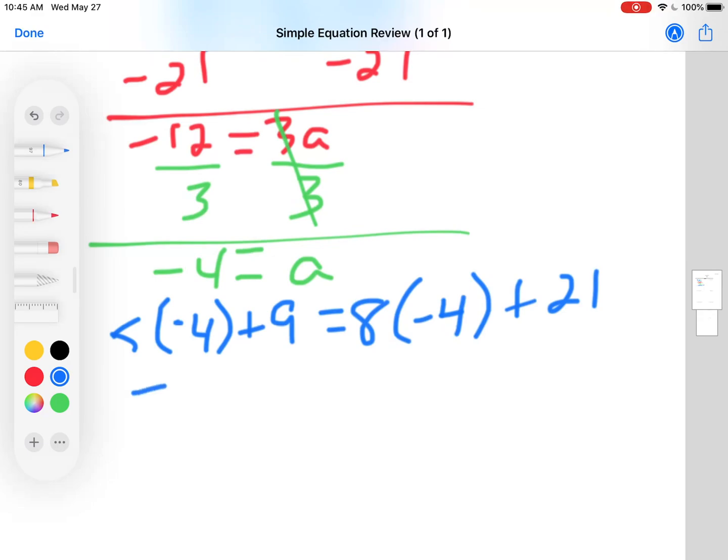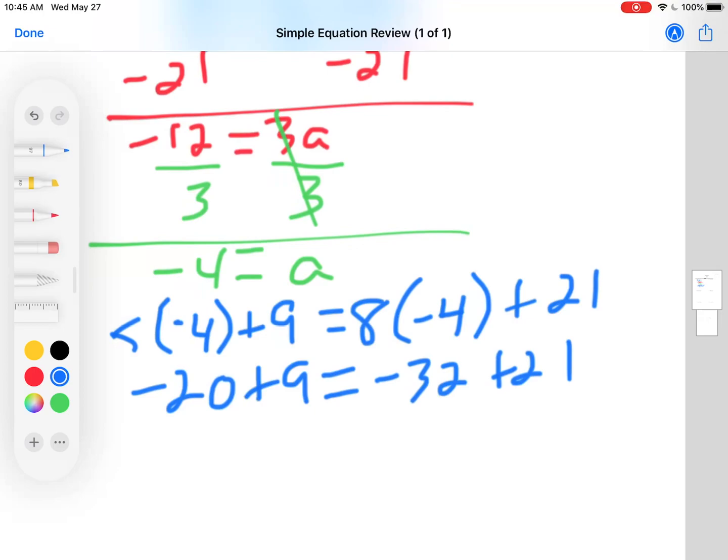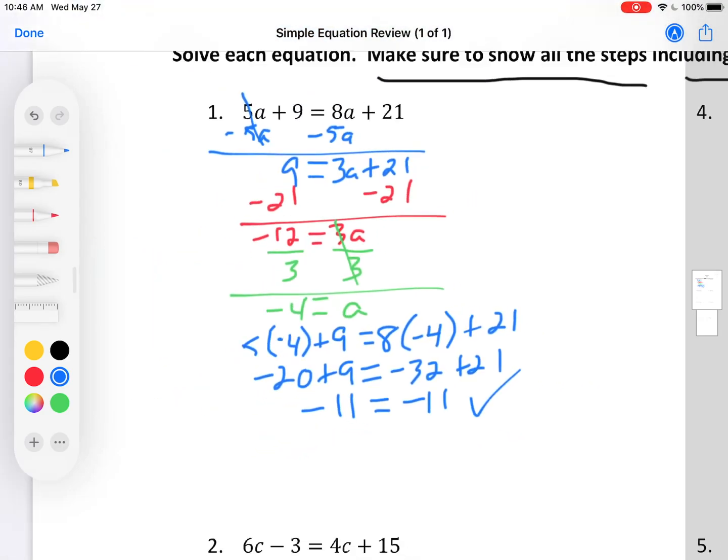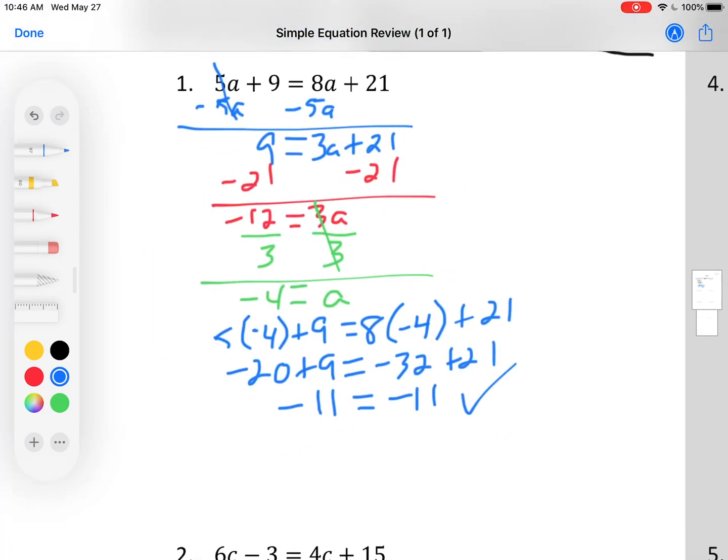5 times negative 4 is negative 20 plus 9. 8 times negative 4 is negative 32 plus 21. Negative 20 plus 9 is negative 11. Negative 32 plus 21 is also negative 11. Does negative 11 equal negative 11? Yes, it does. That means our check step worked. That's how to do the first one. Make sure you understand it. Let's move on to another one.